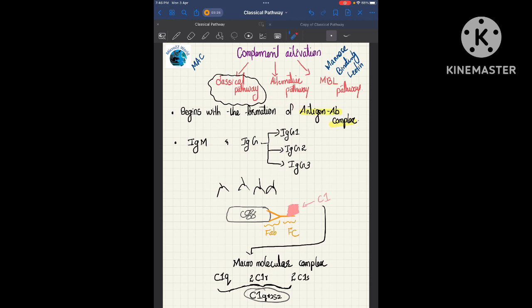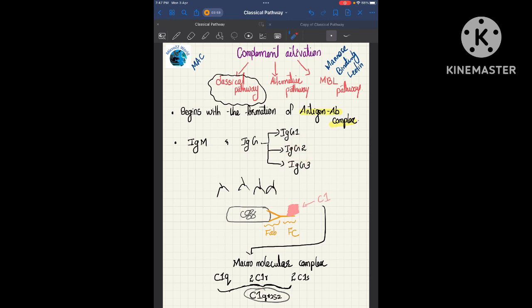Not all antibodies, mainly two major classes of antibody participate in complement activation. These include IgM and IgG. Among IgG, there are four subclasses: IgG1, IgG2, IgG3, and one more, IgG4. Except IgG4, the three subclasses 1 to 3 participate in the activation of complement via the classical pathway.